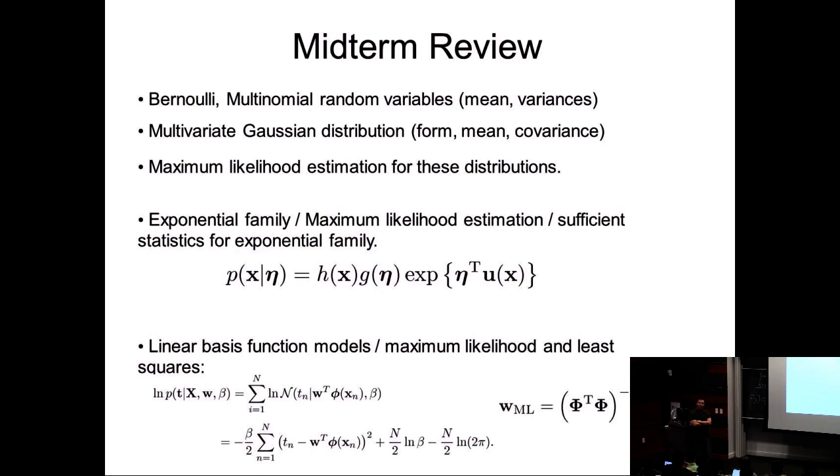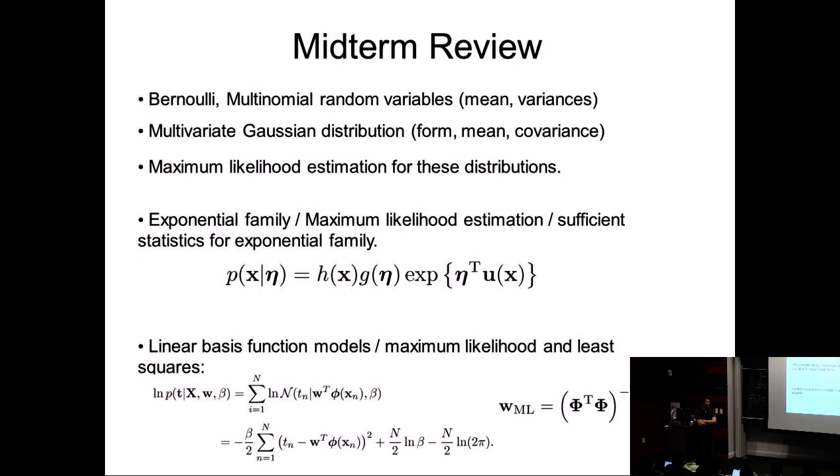Then we've looked at a bunch of different distributions. So you should be familiar with Bernoulli and multinomial random variables, know what the means and variances are, and Gaussian distributions, both univariate and multivariate. What's the form, mean, covariance, maximum likelihood estimation for these models, right? So this is all the basic stuff. You should be able to write the likelihood function and be able to estimate those parameters. This is fairly basic. Remember your exponential family models when we covered those, sufficient statistics for exponential family models, and anything related to that.